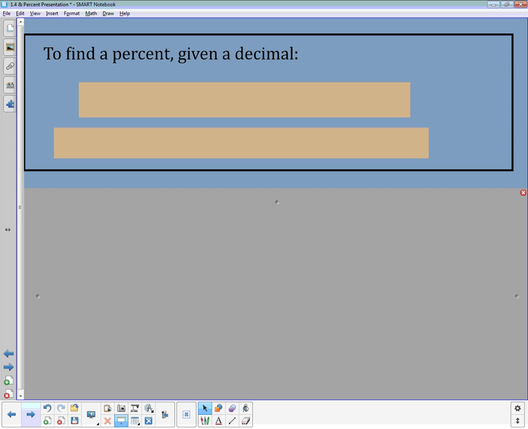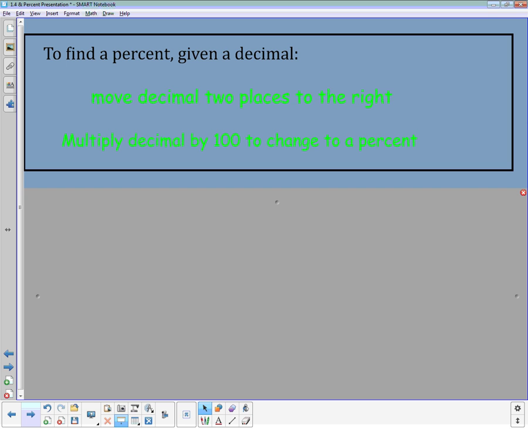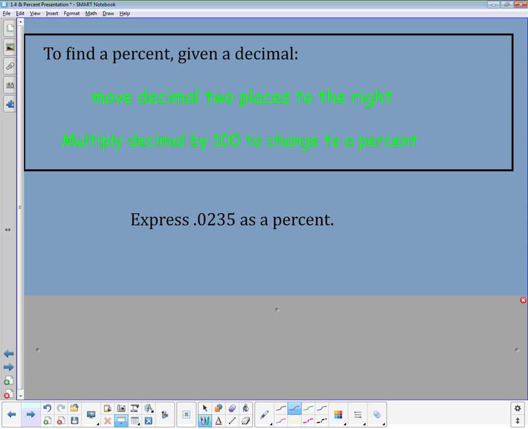So to find a percent given a decimal, just simply move the decimal point 2 places to the right. That's the same thing as saying that it's multiplied by 100 to change it to a percent. So express 0.0235 as a percent. Take that decimal point, go 2 places to the right. That's 2.35%.